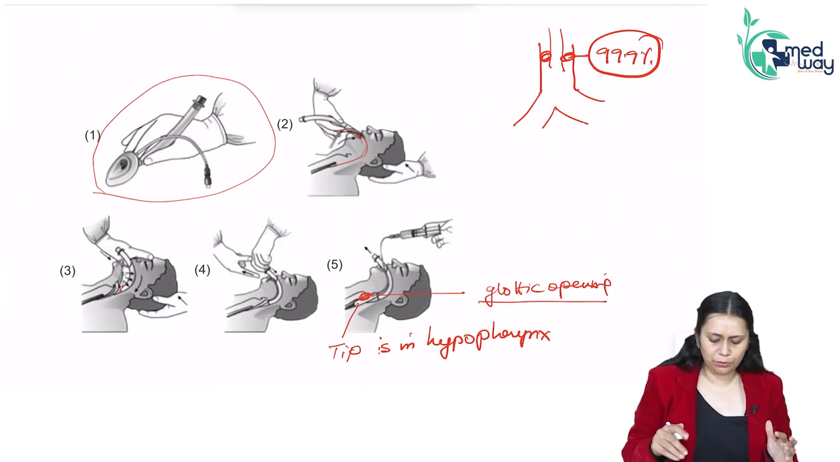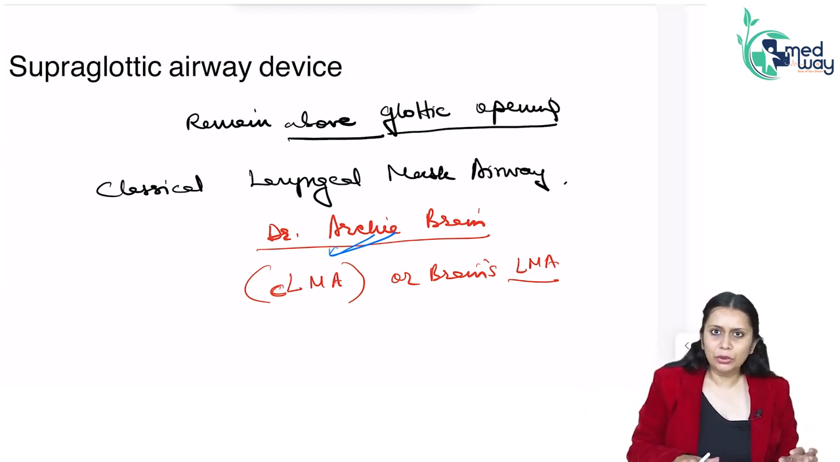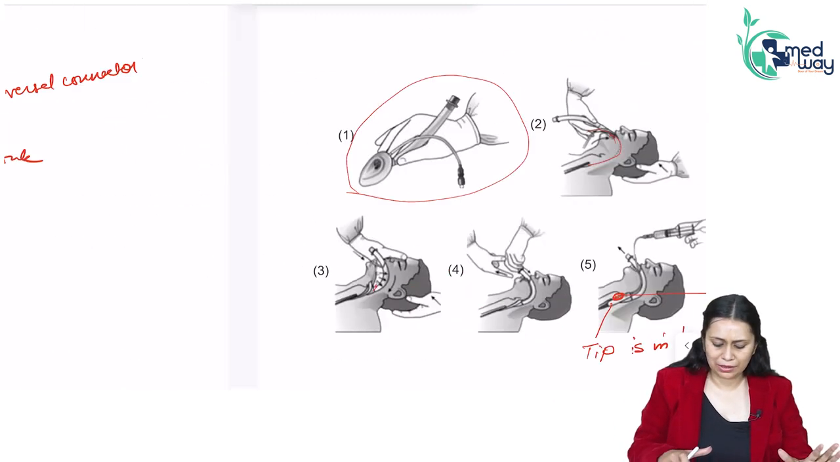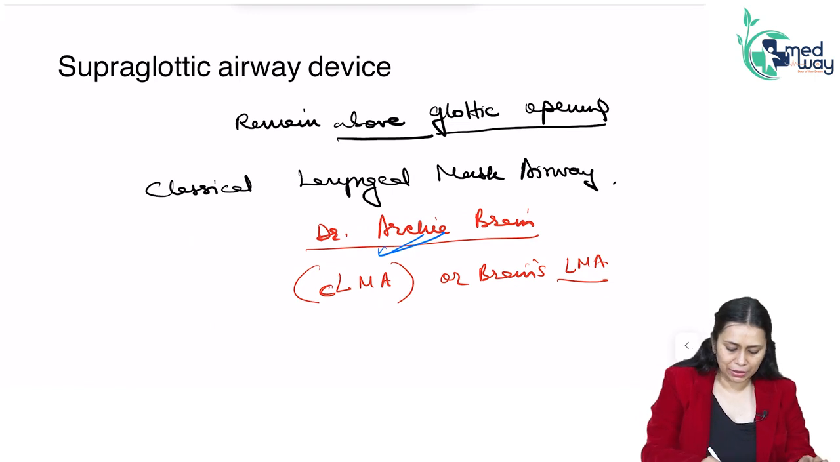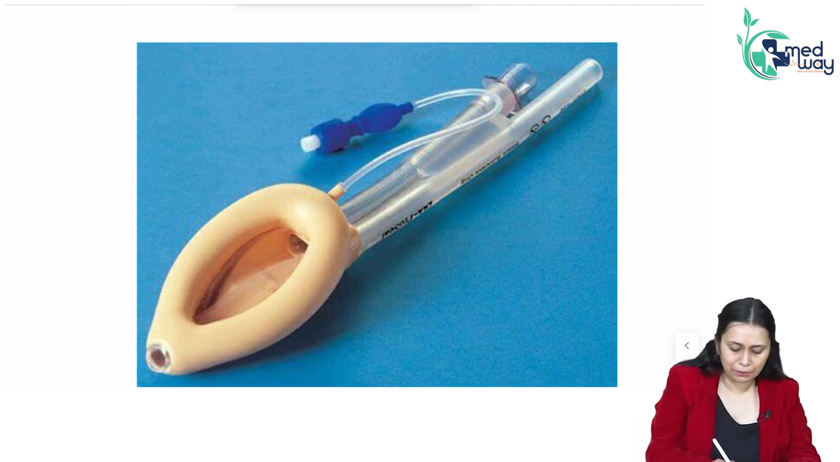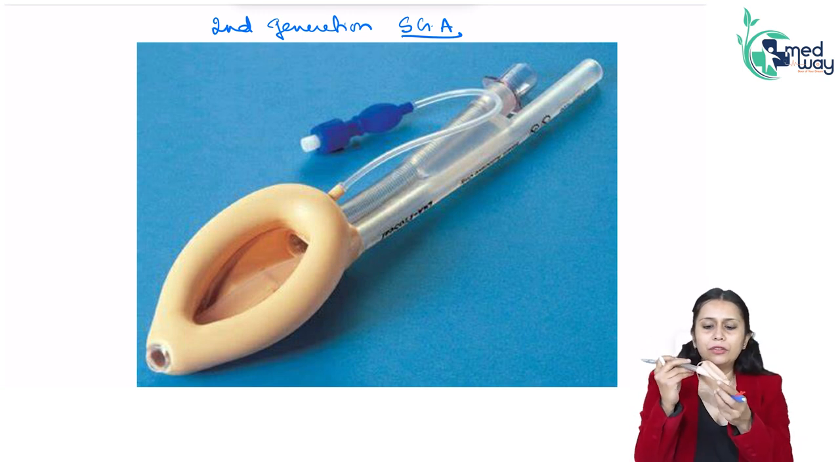Dr. Archie Brain, who designed this device, noticed this demerit, so he came up with the second generation supraglottic airway device. We were talking about classical LMA, right? Now this classical LMA is a first generation supraglottic airway device, and it cannot prevent aspiration. Dr. Brain came up with the second generation, and now we will talk about this LMA ProSeal, a second generation supraglottic airway device. This is LMA ProSeal. How is it different from classical LMA?